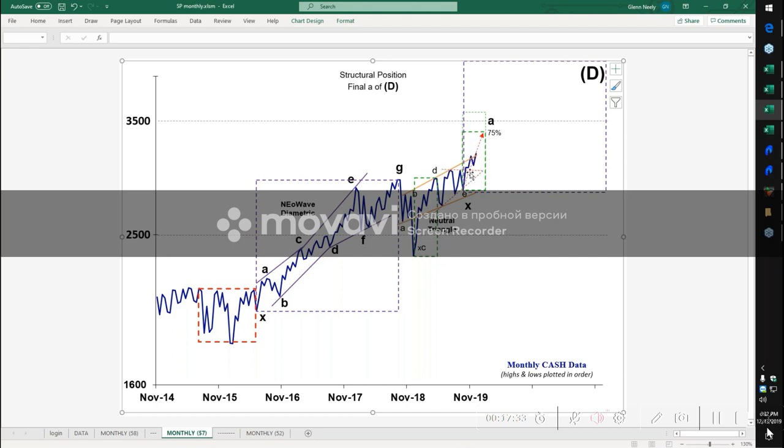But this is a non-limiting triangle, which means it's ending a larger pattern, in this case wave E of a bigger triangle. A non-limiting triangle can also be the X wave after an ABC. So you have ABC, X, and another ABC. So non-limiting just means it's not a B wave, it's not a fourth wave, and when you reach the apex point, it's not going to be the end of the trend. The market may react, but the trend will probably continue after that.